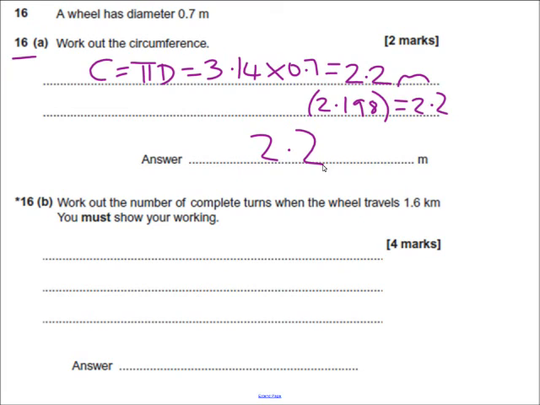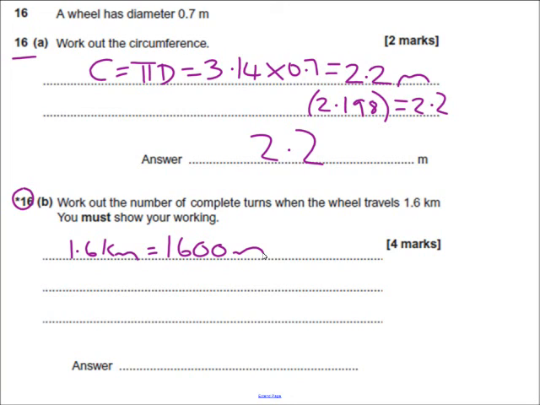Question 16b, and it's got an asterisk, so it needs a written answer, says work out the number of complete turns when the wheel travels 1.6 kilometers. You must show your working out. So we have 1.6 kilometers, which we need to convert to meters. So to go from kilometers to meters, we need to multiply it by 1,000. So it's 1,600 meters. So that's your first mark.